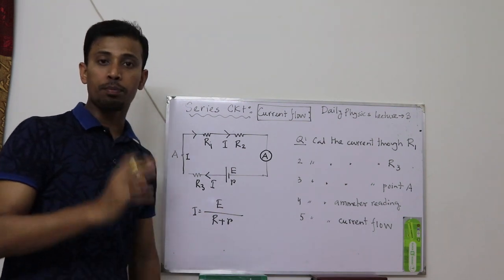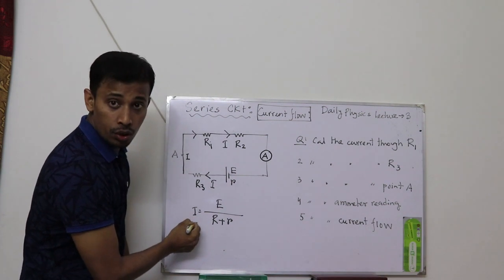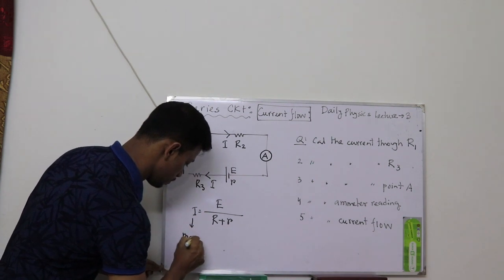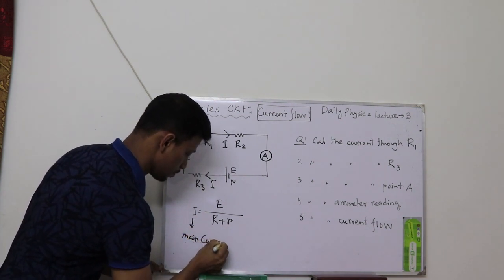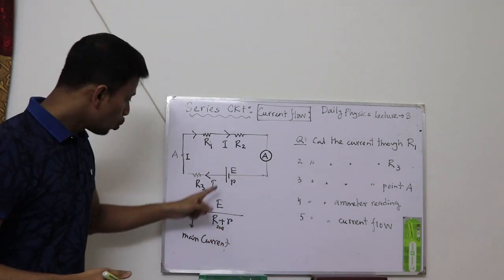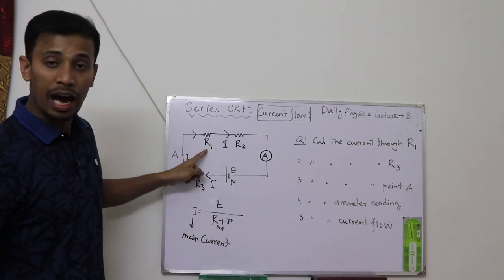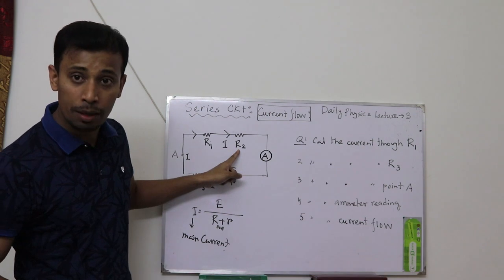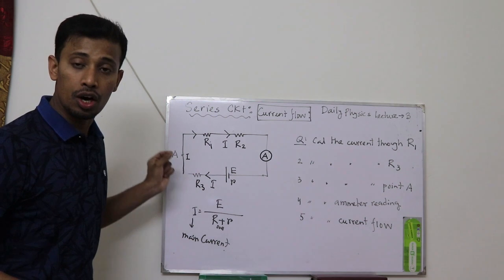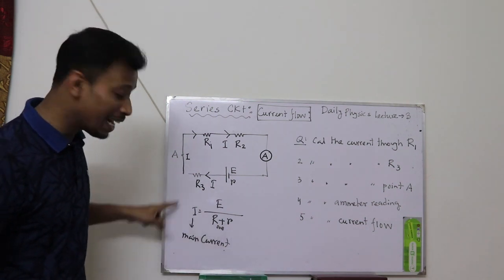This is the most important equation for the basics of electricity, and this current is known as the main current. This main current is the current which will flow through the main line. Here R3 is in the main line, R1 is in the main line, R2 is in the main line, point A is on the main line. So for all these resistances or points, the current flow will be I, and we can get I by this equation.